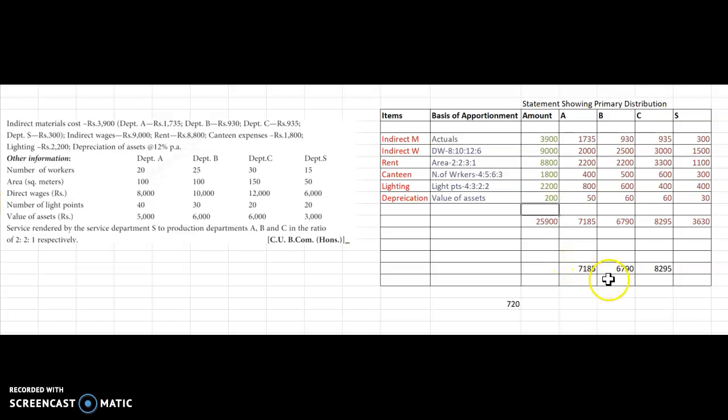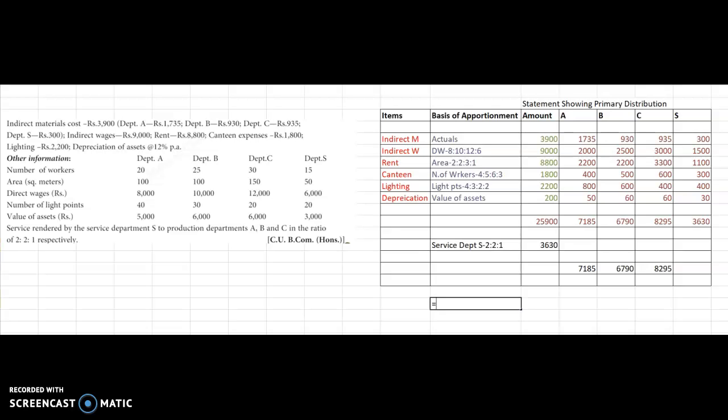So this is the primary distribution. Now if you want to go into secondary, we have to divide the service department S, whose total is 3630. Now you have to divide it in the ratio of 2 is to 2 is to 1.